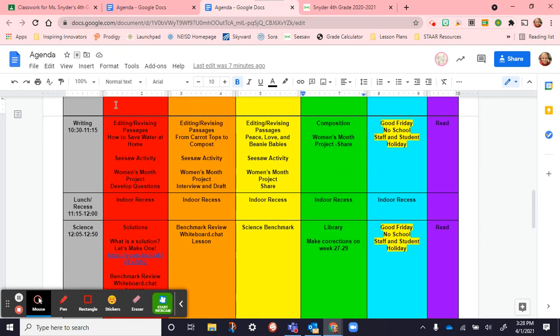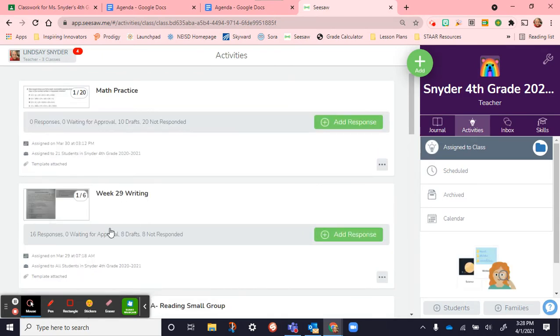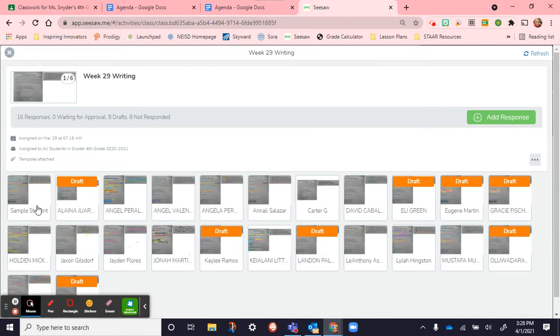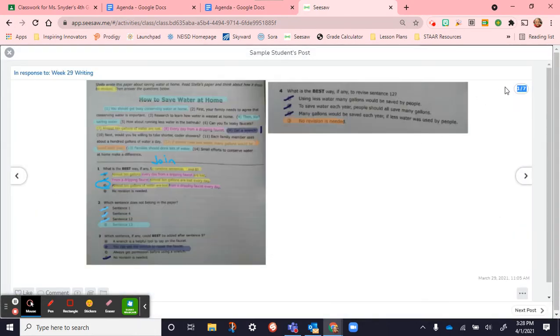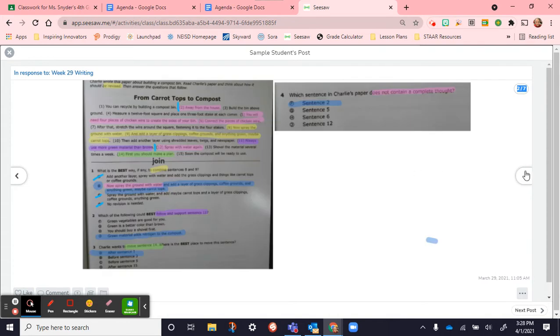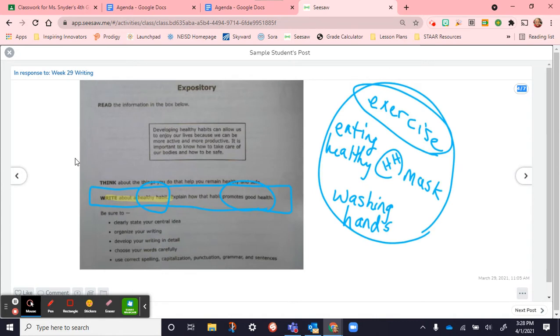All right, in writing today, we went to Seesaw and we went to activities, and we went down here to week 29 writing. Clicked on this, opened up our draft. And all right, we're on page 4. So on page 4, we talked about just breaking down this prompt.